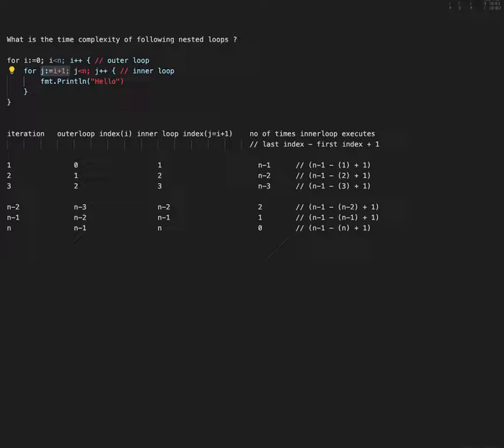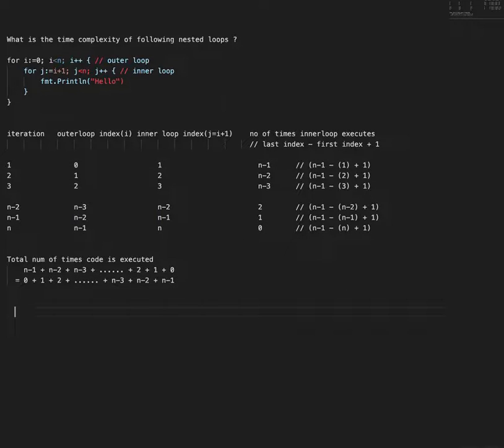So in order to find the time complexity of these nested loops, we'll have to sum up the number of times the inner loop would execute. So that would be the sum of the last column: n minus 1 plus n minus 2 plus n minus 3 plus 2 plus 1 plus 0.